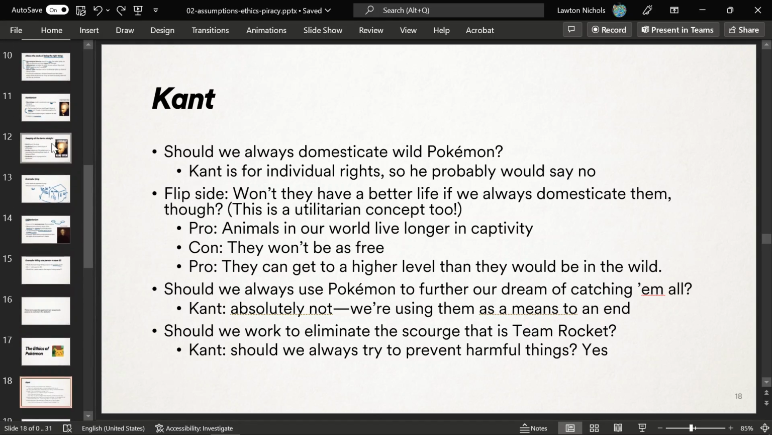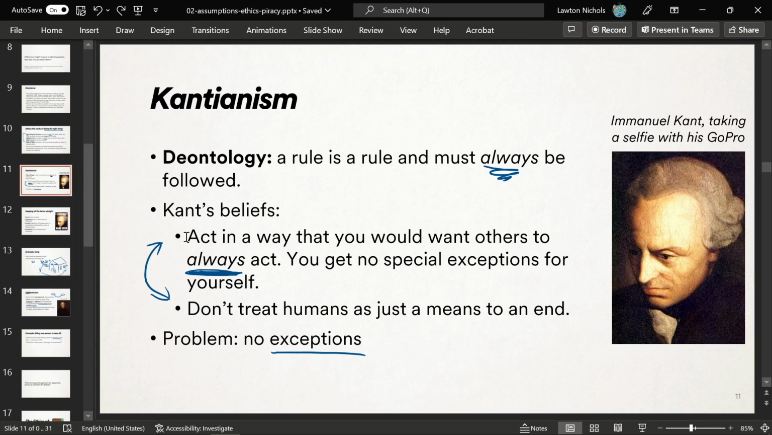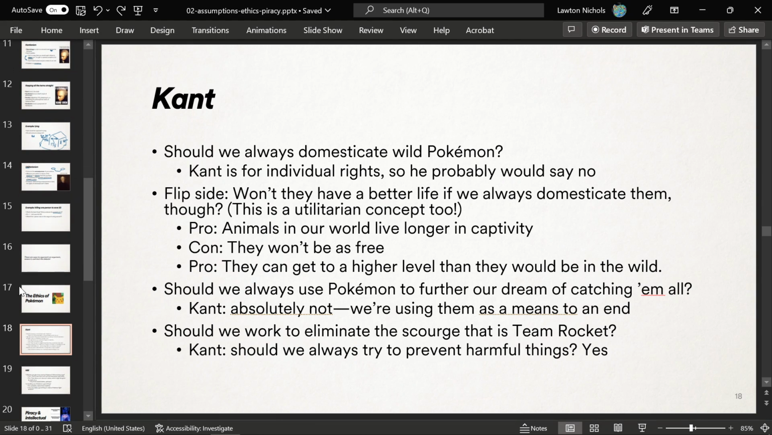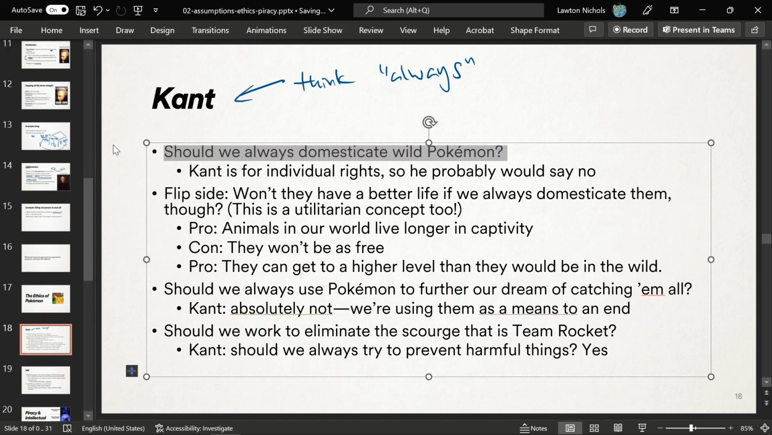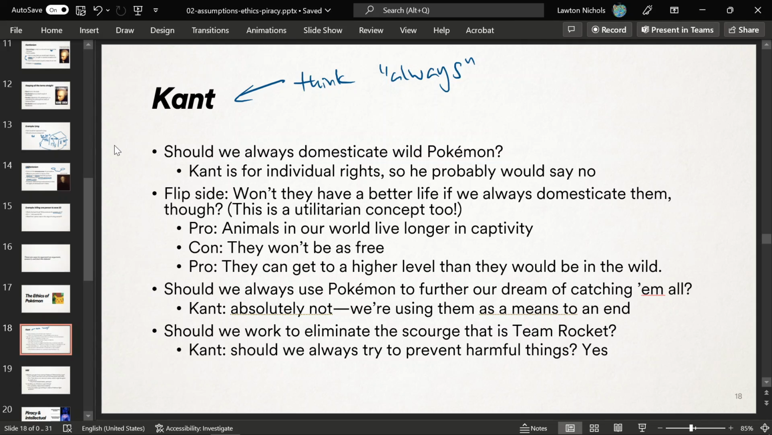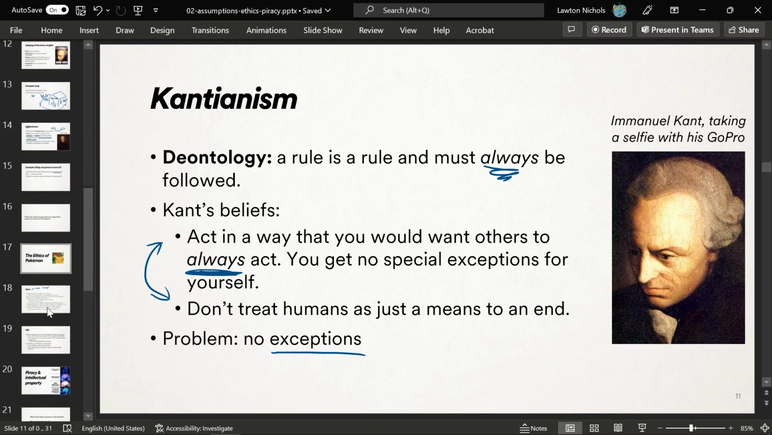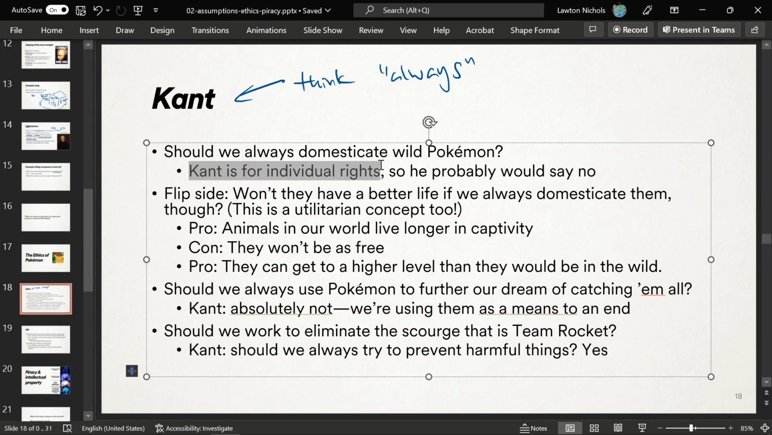Let's think about Pokemon from the perspective of Kantianism. So again, we want to act in a way that we would want others to always act, no special exceptions. All right. So when you see Kant, when you see his name, you better think always. So first ethical question. Should we always try to take Pokemon out of the wild, domesticate them, and force them to fight each other? And I think Kant would definitely say no here because he's for individual rights. We shouldn't step on anybody. We shouldn't use anybody as a means to an end. No special exceptions for you just because you want to be the Pokemon master, right? That's the kind of idea that he would think about. Kant is for individual rights in general because of those bullets on that slide. So he'd probably say no to this.